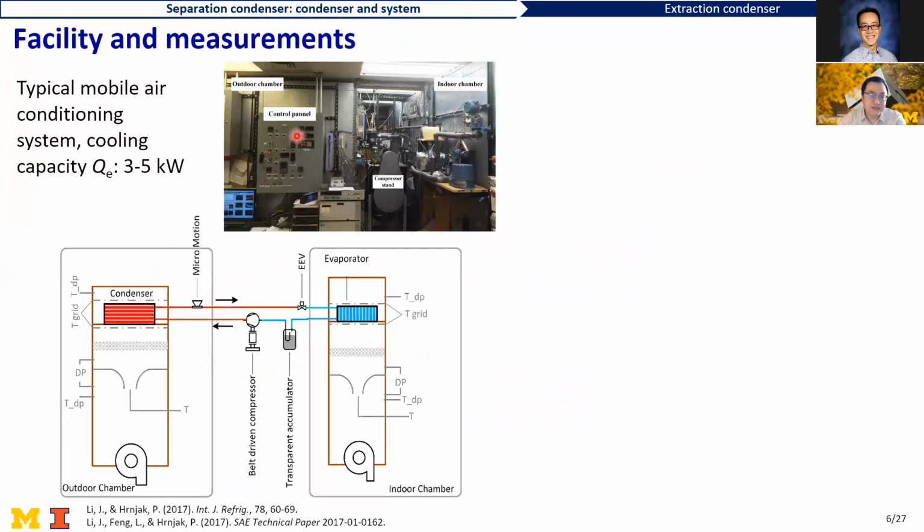And so with this in mind, we've seen from modeling with a perfect phase separation, there's a potential to improve the condenser performance. What I did first in my PhD work is to test a separation condenser prototype in a real mobile air conditioning system, and see whether it can really bring some benefits to the air conditioning system. So in this typical air conditioning system with two chambers and a compressor in between, its cooling capacity is between 3 to 5 kilowatts.